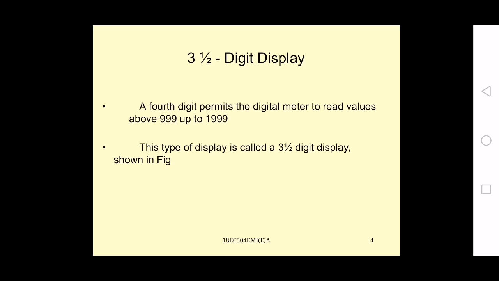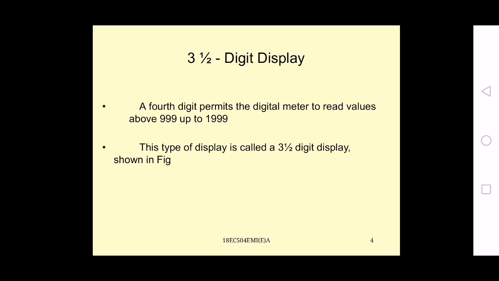The fourth digit permits the digital meter to read values above 999 up to 1999. By the use of the half digit, you can have either 0 or 1 in the top digit, so it can increase the measurement range from 999 to 1999.